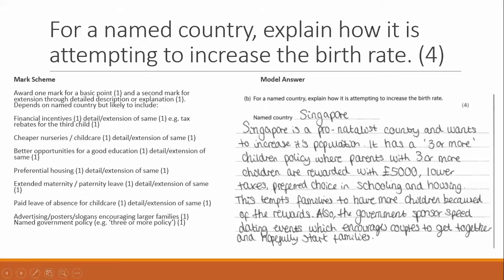I mean, the example on the right here has specific detail in it, such as the 3 or more policy, rewarding people with £5,000, and this answer got 4 marks in total. So if you read through this answer, you can see where to improve your answer. Go through your answer now, and if you didn't get 4 marks, add in the bits that you needed to do to get the extra marks.